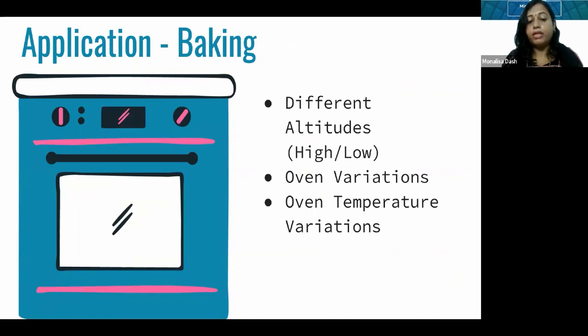Examples of depth of knowledge in baking a cake include baking in different altitudes, oven variations, and oven temperature variations. This depth of baking knowledge is gleaned over time through authentic application.